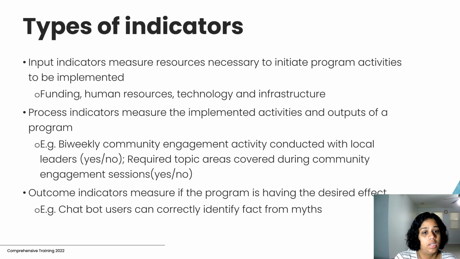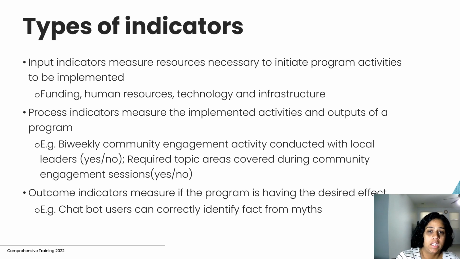So input indicators are more for measuring the necessary program activities in terms of funding, human resources, infrastructure, technology. Process indicators can again help to measure how well activities are going and what are the outputs that are coming out of your program. And then outcome indicators are going to help you see if you achieve your desired change.